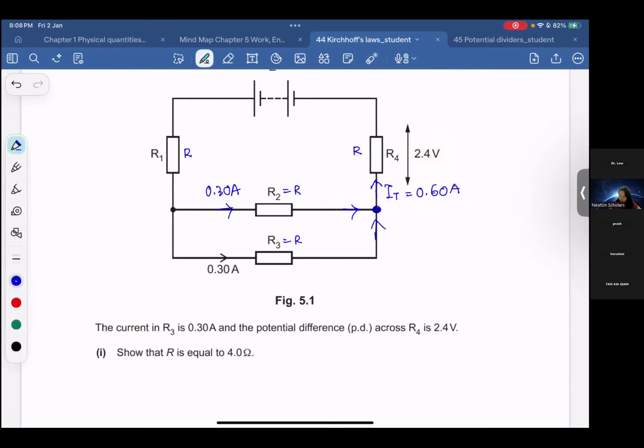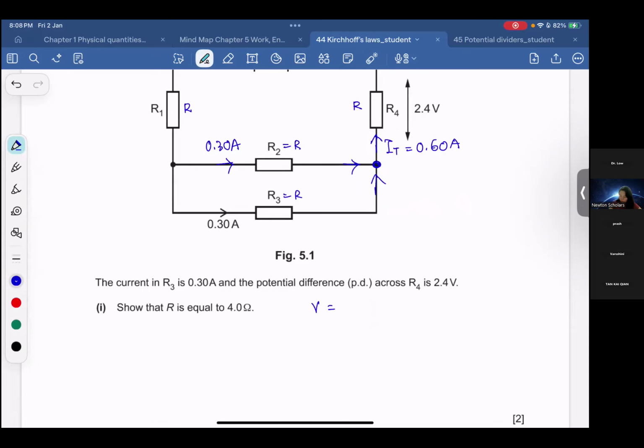So here, V equals IR. This one is R4. The current flowing through R4 is 0.60, and the voltage across R4 is 2.4. The resistance of R4 we don't know, so at the end, you press your calculator, you should get 4.0 ohm. Any question? Is it okay?